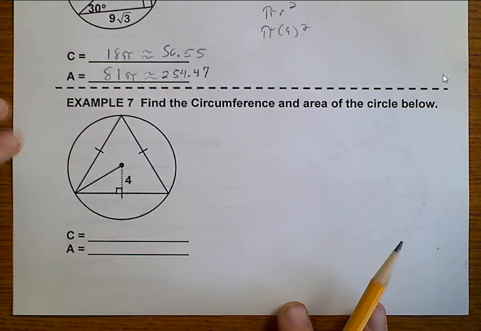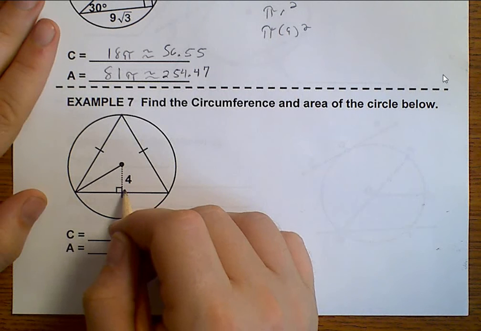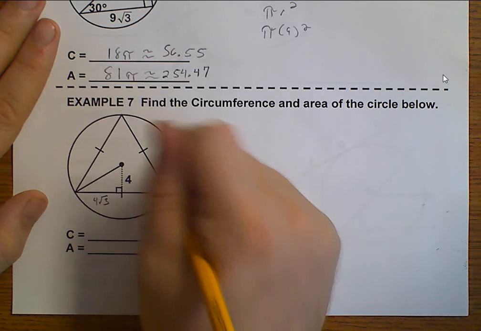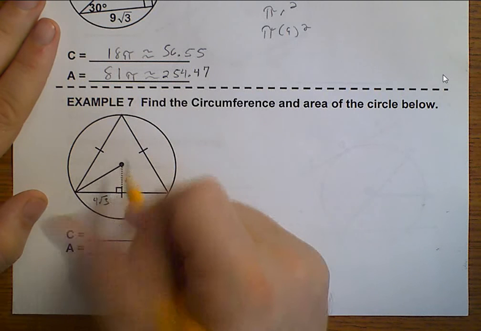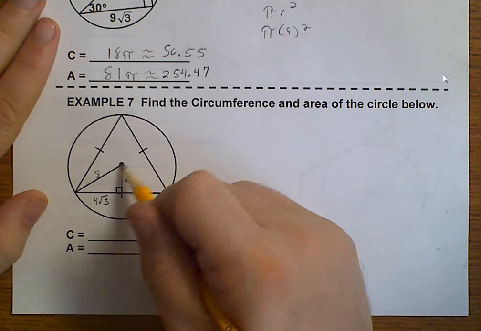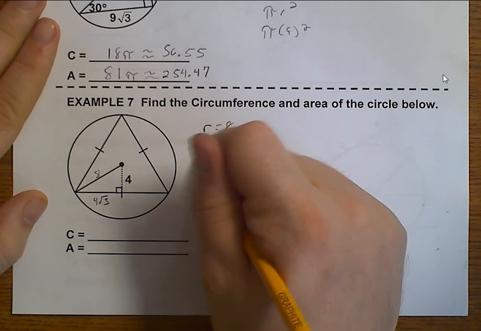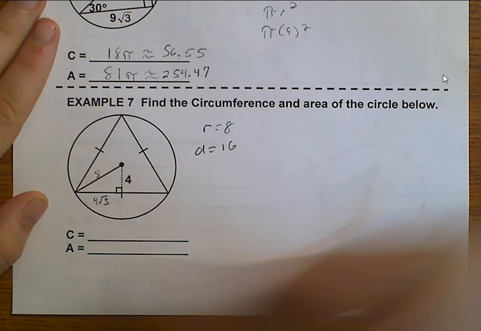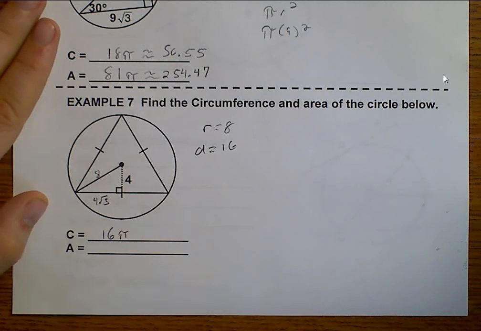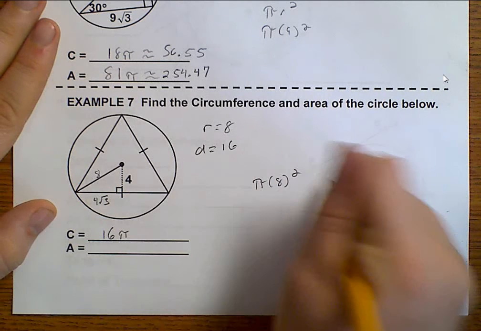Example number 7, we have an equilateral triangle. If my hypotenuse is 4, that means that this is 4 on the square root of 3. And this is 8. Now, if this is 8, that's my radius is 8. Then my diameter is 16. So my circumference would be 16 pi. And my area would be pi times 8 squared, which is 64 pi.